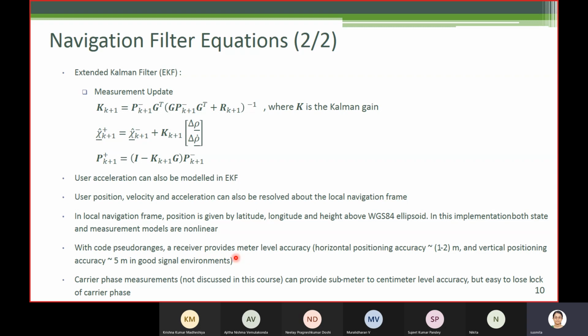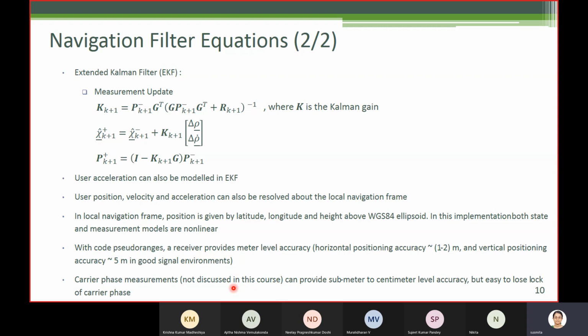Can't we get better accuracy? Yes, of course. If we use the accumulated delta range measurement, the carrier phase measurements, we can get sub-meter to even centimeter level accuracy. But as we discussed, it is easy to lose lock of the carrier phase tracking. If C over N naught is not good, or if the user motion is changing fast, then it is easy to lose track of the carrier phase. Then we will not have accumulated delta range.